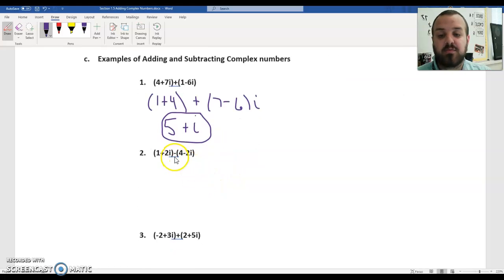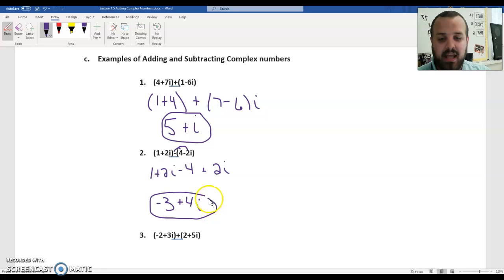Down here we're subtracting. I like to think of this almost like we're distributing that negative, like we would with a combining like terms problem. So it's really like 1 plus 2i minus 4 plus 2i. And then we'll combine the like things together. So 1 and negative 4, that's going to be negative 3. 2i and 2i, that will be 4i. So negative 3 plus 4i, there's my answer.